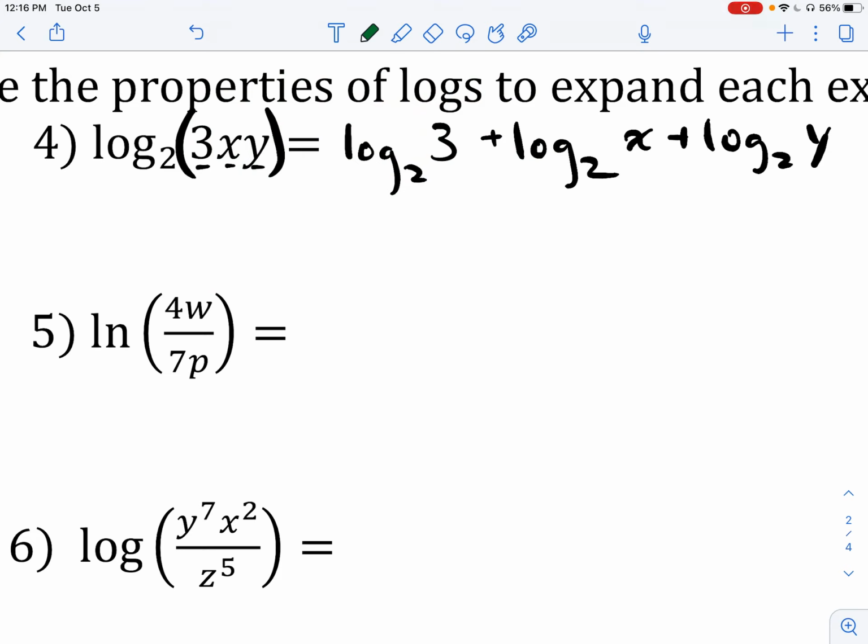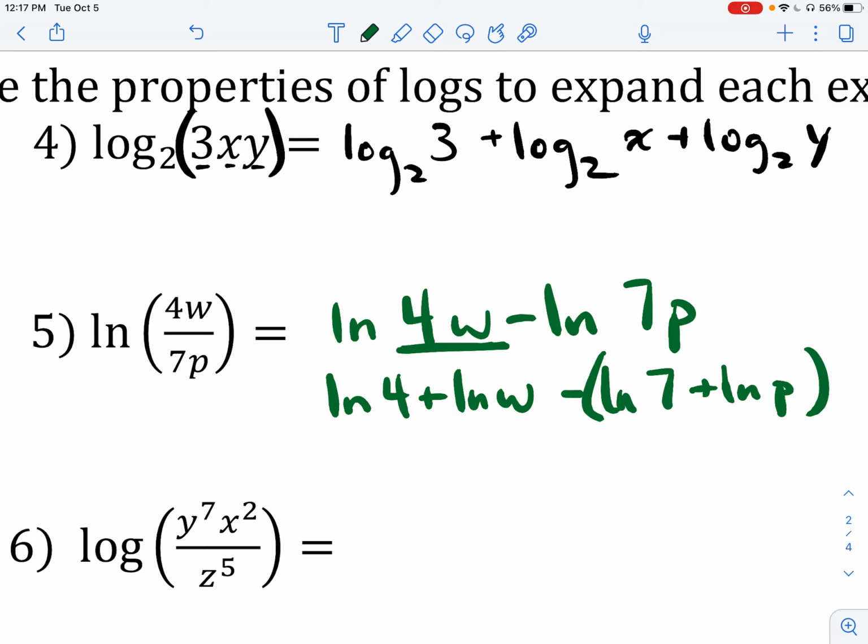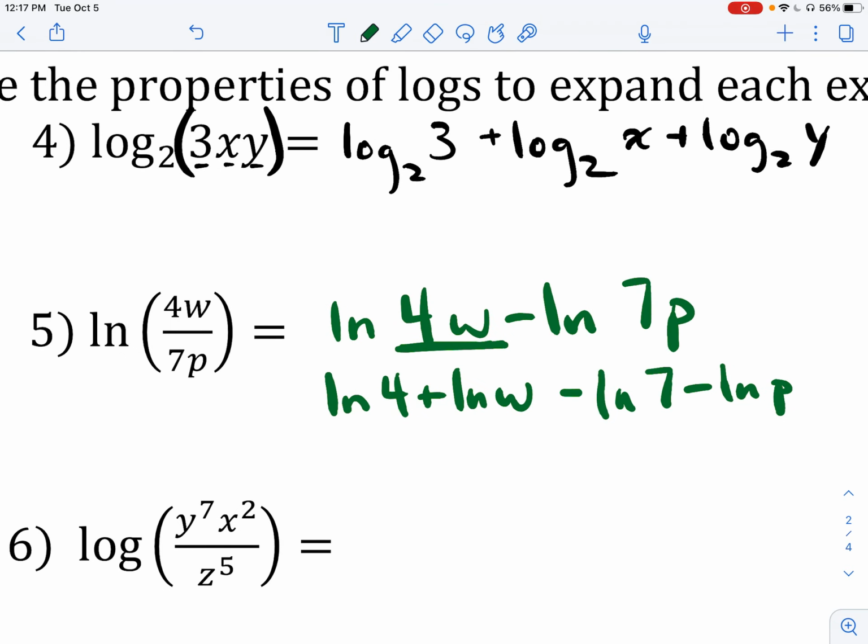Well, this time we have a quotient for our argument, so clearly we can write this as the natural log of 4w minus the natural log of 7p. However, we can continue to expand this because we've got an argument here that is the product of 2 factors. So we can then write this as the natural log of 4 plus the natural log of w minus the natural log of 7, let's put all this in parentheses, plus the natural log of p. But we're going to want to distribute that negative, so we're going to make this negative natural log of 7 and negative natural log of p.